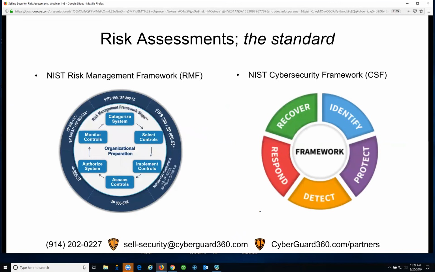So this is the standard. We talked about NIST earlier. I'm not going to dive into these slides because there is a lot to talk about relative to the NIST risk management framework and the NIST cybersecurity framework.